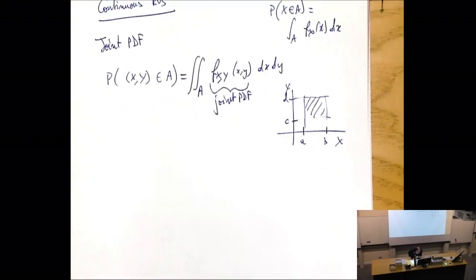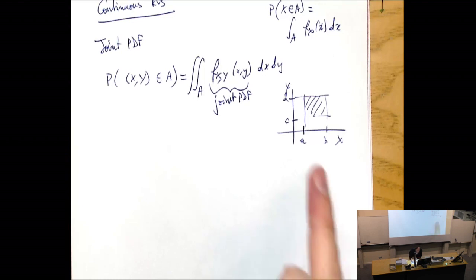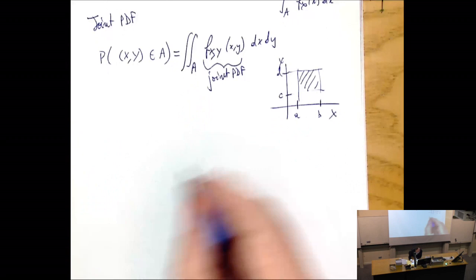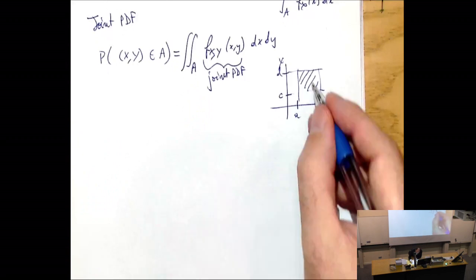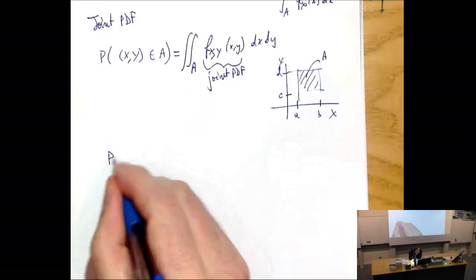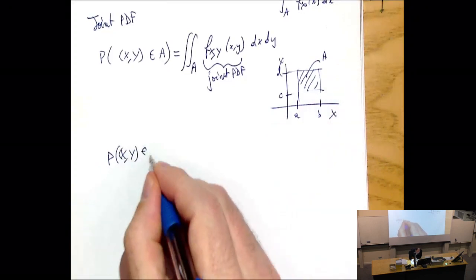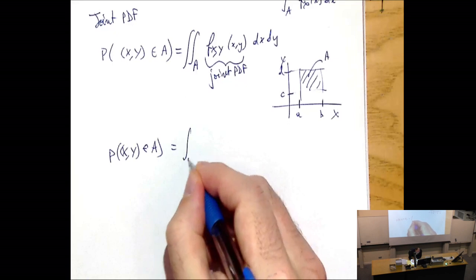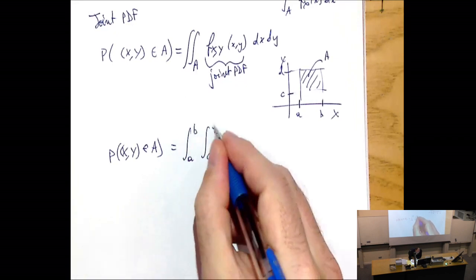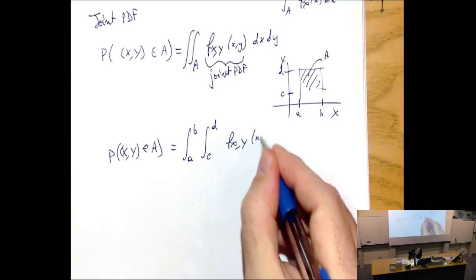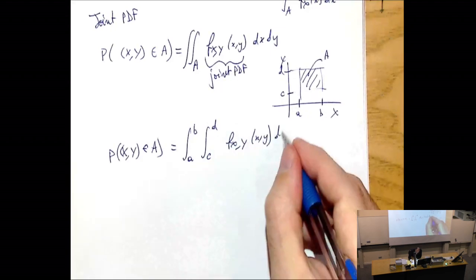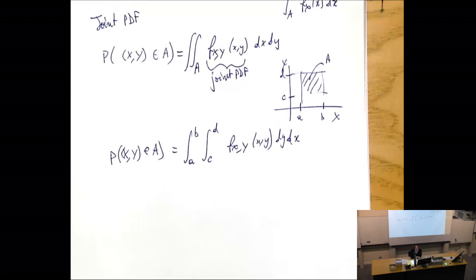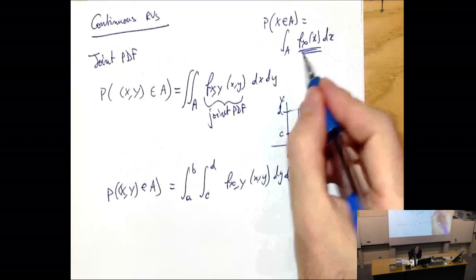Right, so again, how can we write this? A, in this case, is a rectangular domain. So for this example here, if this is A, the probability of (x, y) being included in A will be the integral between a and b, integral between c and d of this joint PDF, dy dx. Okay? So what we had before with this PDF still carries on here.